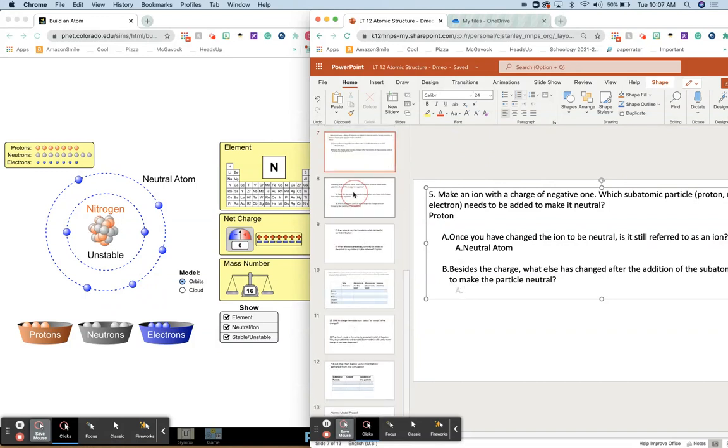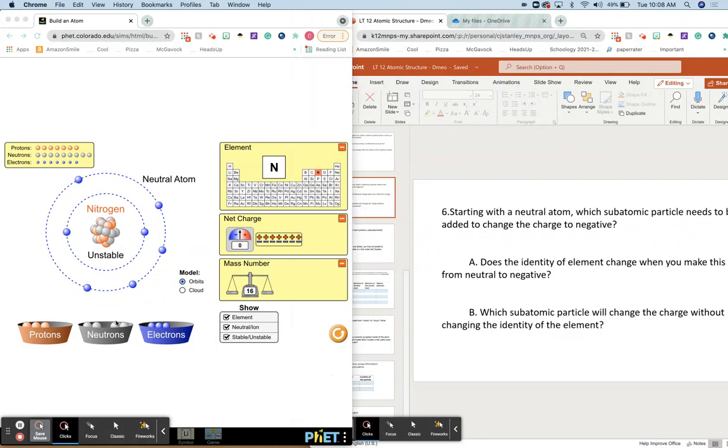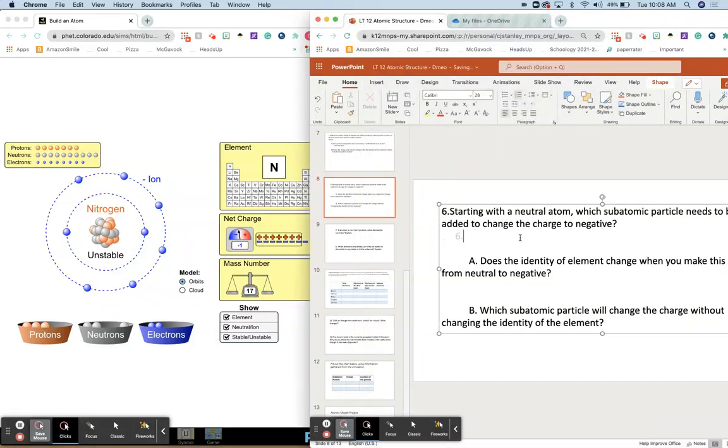All right. Number 6 says starting with the neutral atom, which is what we have, which subatomic particle needs to be added in order to change the charge to negative? Well, we know that the proton makes it more positive. Let's see if it's the neutron. Go ahead and try. Nope, that didn't work. Let's try the electron. The electron changed the charge to be more negative.